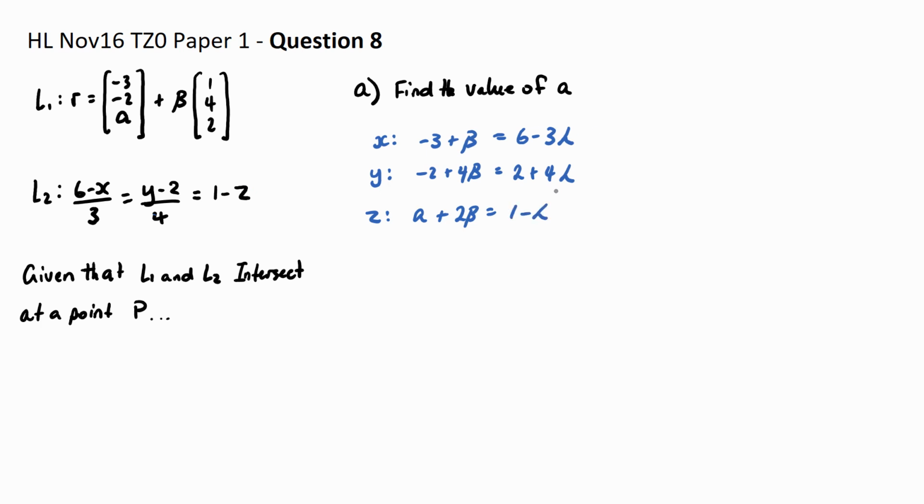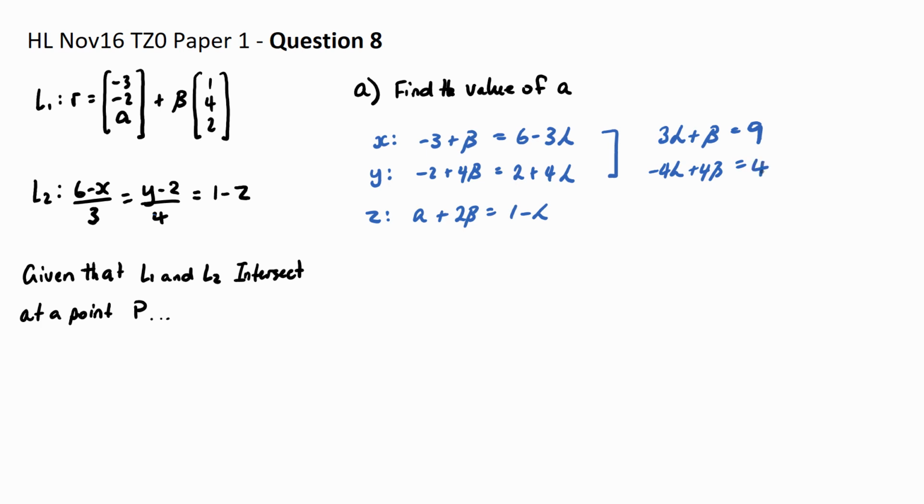Okay, so we have 3 equations here with 2 unknowns, so we can just choose 2 of them to find the values. Now I'm going to use these 2 because this one has an a in it. And we can just use simultaneous equations. I'm going to put everything on one side and my constant on the other side. So on the left hand side, I'm going to have my variables. 3 lambda plus beta will equal 9. And on here we'd have negative 4 lambda plus 4 beta equals positive 4.